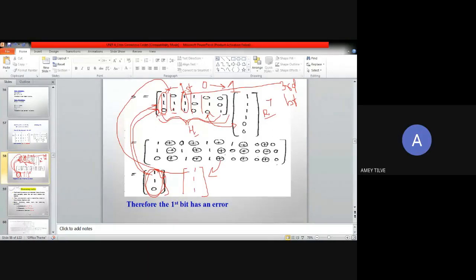So I feel most of the people who have asked have understood what we have done today. What is the block code? What is the Hamming distance? What is the minimum Hamming distance? All those you have understood. So that's all from my side today.